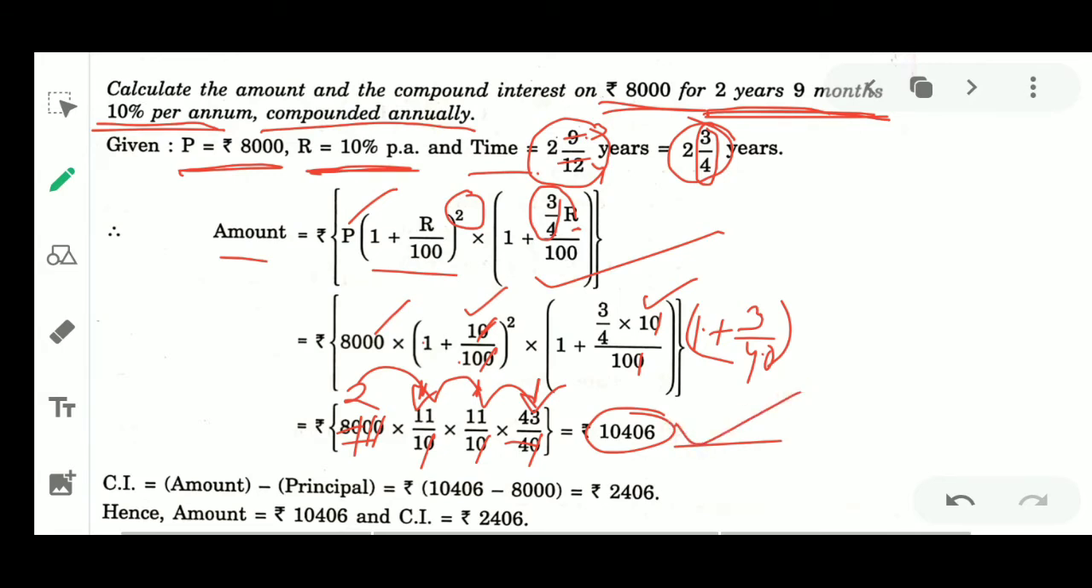So the compound interest will be amount minus principal. This will be 10,406 minus principal 8,000. So compound interest is 2,406.